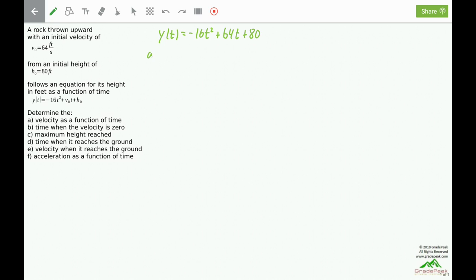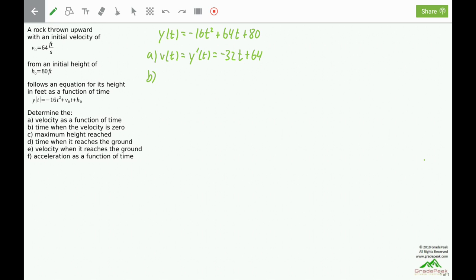For part A, the velocity as a function of time will be the derivative of the position function of time, so y prime of t. The derivative of the first term is a power rule: bring down the power, multiply with the negative 16, subtract 1 from the power. The second term is a constant times t, so the derivative will be the constant. And the third term is a constant with no t, so the derivative will be a 0. There's our velocity as a function of time, negative 32t plus 64.